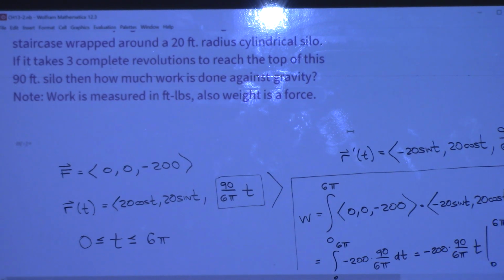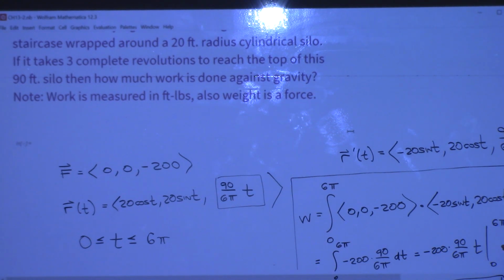And what happens when you plug in 6 pi? It cancels and you just get negative 200 times 90. And then what happens when you plug in 0? You get 0, right? So what's your answer? Negative 200 times 90, which, going back to what you learned in a physics class, is basically the work done: the weight of the person times the vertical displacement, which is 90 feet.